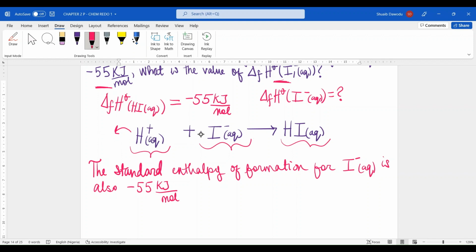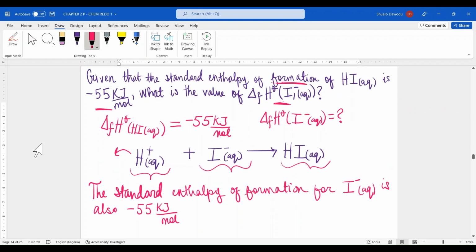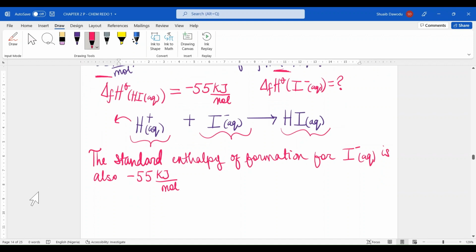So what that means is that the I minus is going to have the same value as the change in enthalpy of formation for the HI aqueous, meaning this one here, the HI, right, as well as the I minus. The change in enthalpy of formation for both of them have to be the same because we fixed the one for H plus at zero. So this is how we handle questions like this. This is how we handle it conceptually because there's not going to be any calculation.